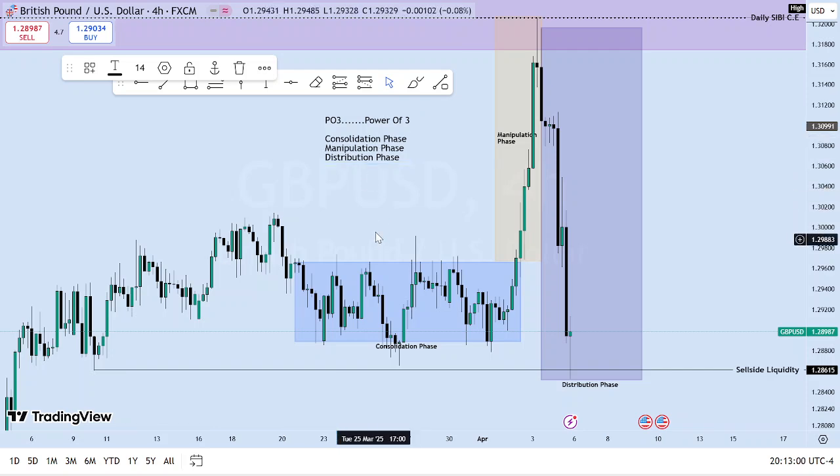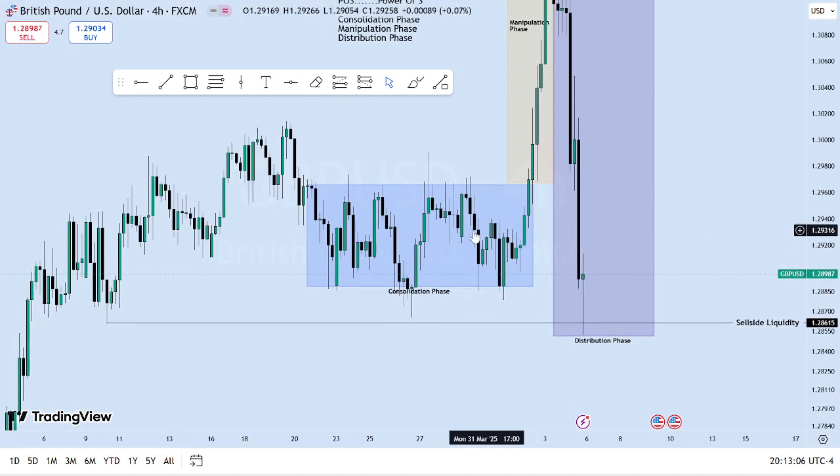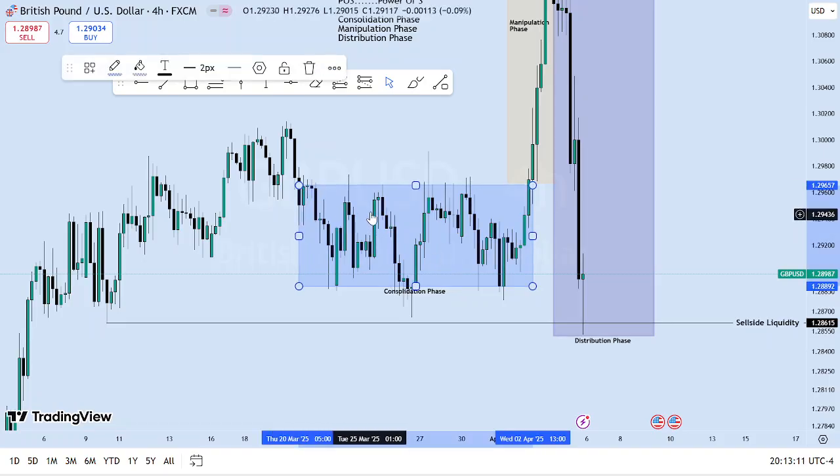First, the consolidation phase. The consolidation phase can also be referred to as time distortion. This is how it looks, like a range, when price is ranging high, low, without a direct direction of price, like being long or short, bullish or bearish. Price is just consolidating, up and down. You can call it time distortion.